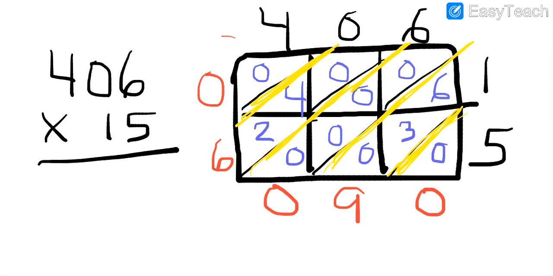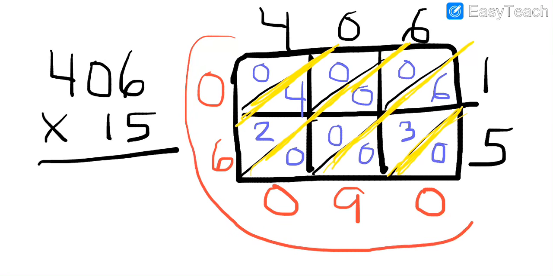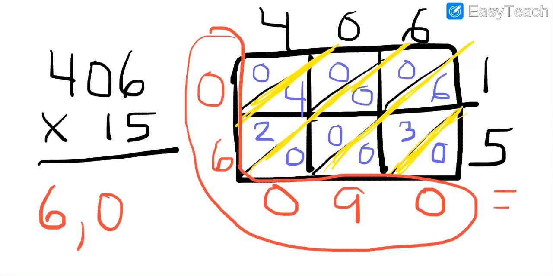Okay, we're going to make a little jelly bean around that, or a kidney bean, whatever you want to call it. And I'm going to write my product over here. Again, it's not necessary to write that 0 in the front. You can if you want, but you don't have to. So if we write that down in order, 6,090, there is your product.